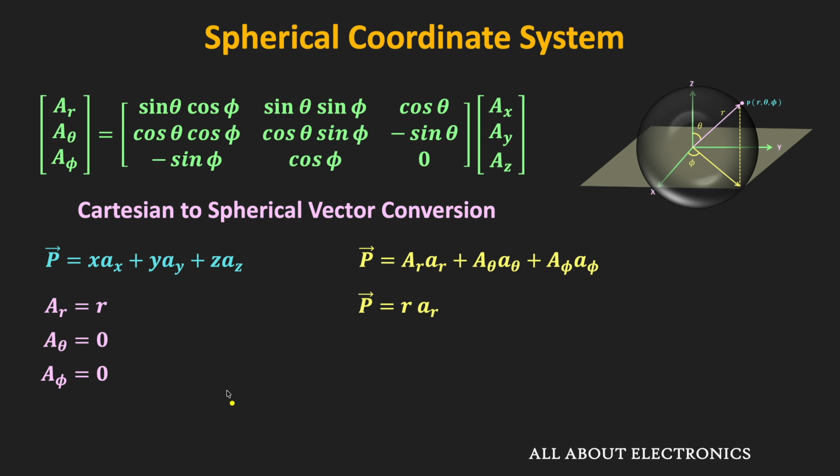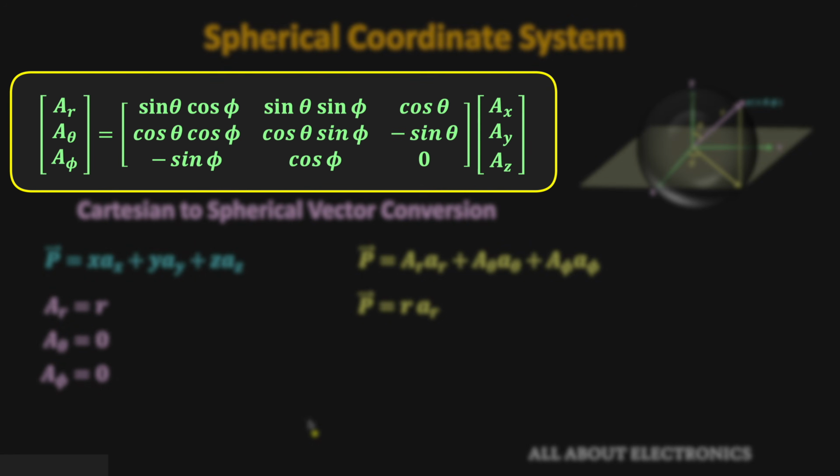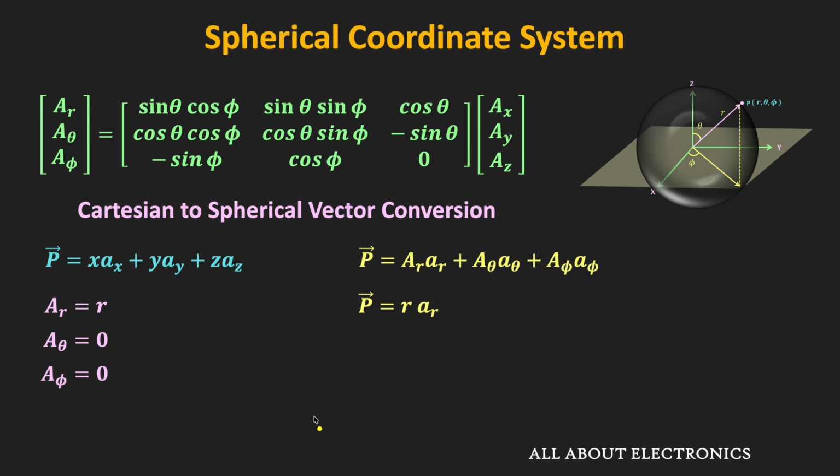So in this way, with the help of this conversion matrix, we can easily convert any vector that is given to us in the Cartesian coordinate system into the spherical coordinate system. And by taking the transpose of this matrix, we can also perform the conversion the other way around. I hope in this video you understood the spherical coordinate system and how to perform the vector conversion between the spherical and the Cartesian coordinate system.